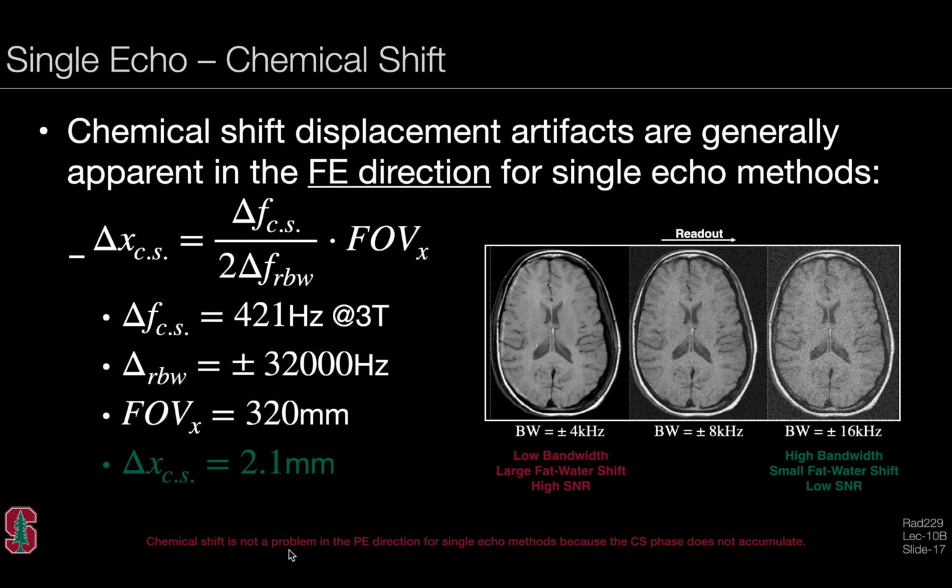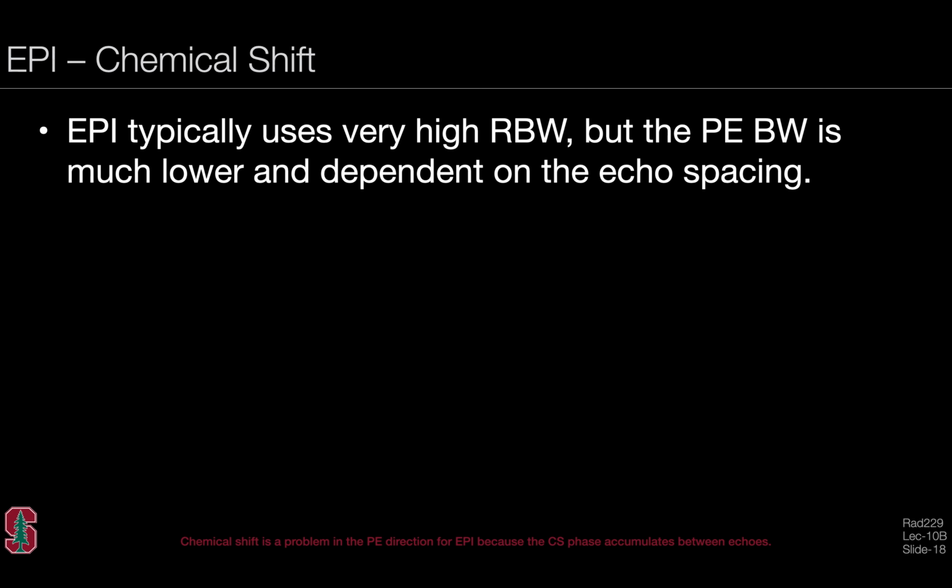Now, chemical shift is not really a problem in the phase encode direction for single echo methods because the chemical shift phase does not accumulate between echoes. But in echoplanar imaging, there's no spoiling between echoes, and so this chemical shift effect just integrates or accumulates between subsequent echoes. So EPI typically uses a very high readout bandwidth. That's to shorten the echo train or the echo spacing as much as possible. But the phase encode bandwidth is much lower and dependent on the echo spacing.